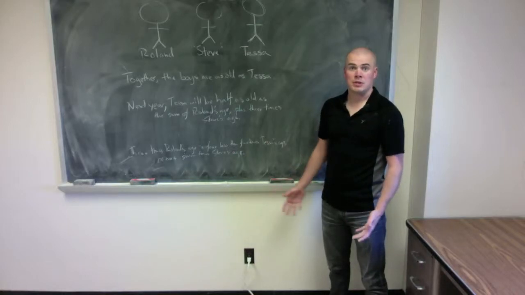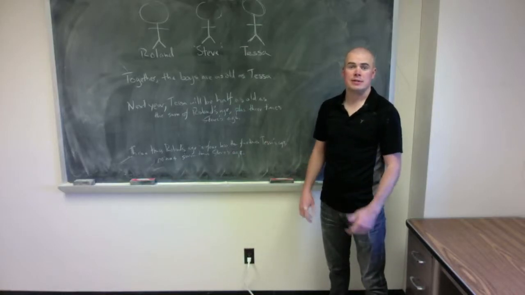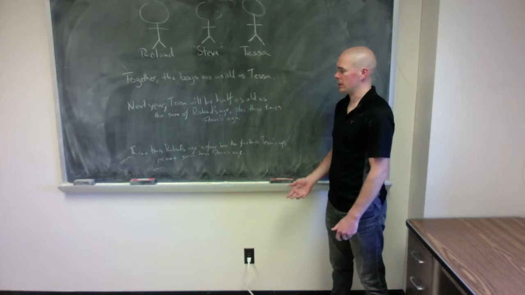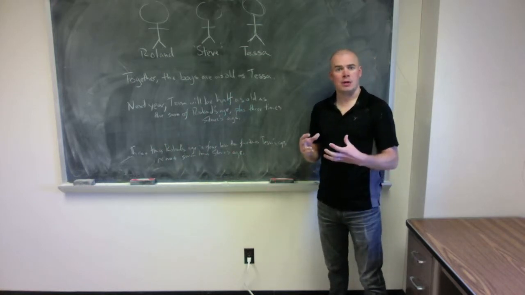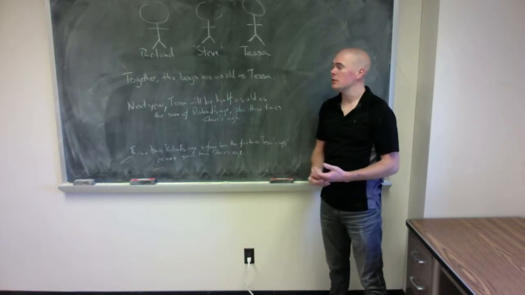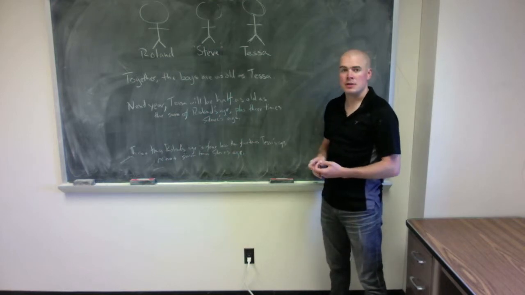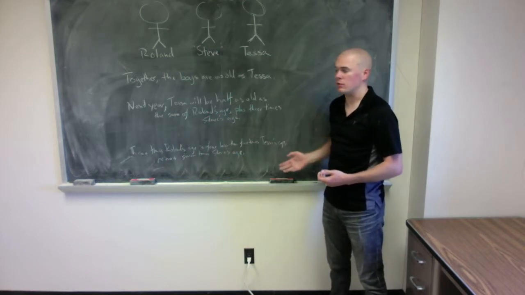Welcome back, and welcome to the second example of creating a system of linear equations and solving them. This is a very similar but more complicated example of the children's age puzzle. Roland, Steve, and Tessa are siblings, and I know the following 3 bits of information.